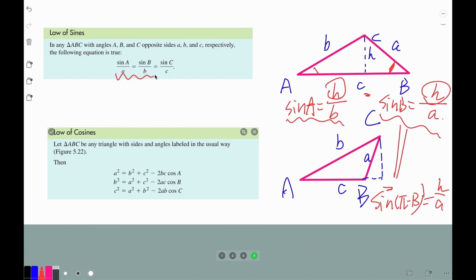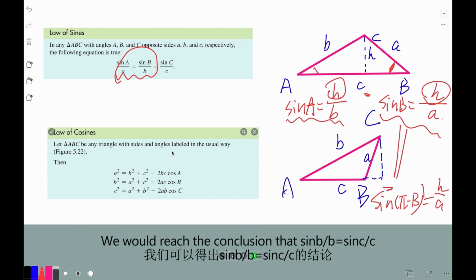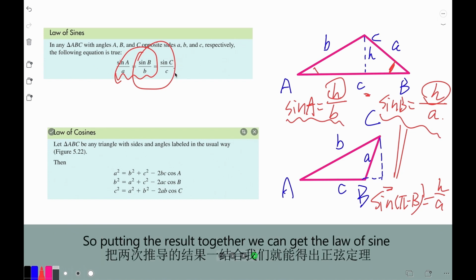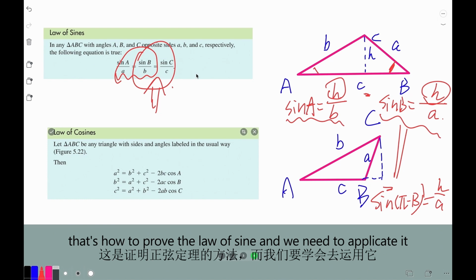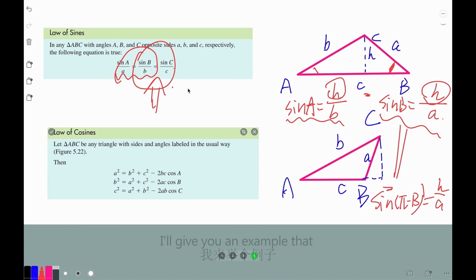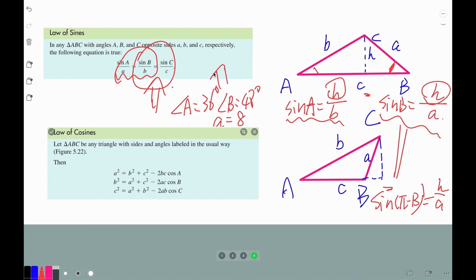We can get this. If we draw an altitude to side A and repeat the same steps as above, we reach the conclusion that sine B over b equals sine C over c. Putting the results together, we get the law of sines. That's how to prove the law of sines, and we need to apply it. For example, angle A equals 36 degrees and angle B equals 48 degrees, and I give you one side, a equals 8. You can just use the law of sines.